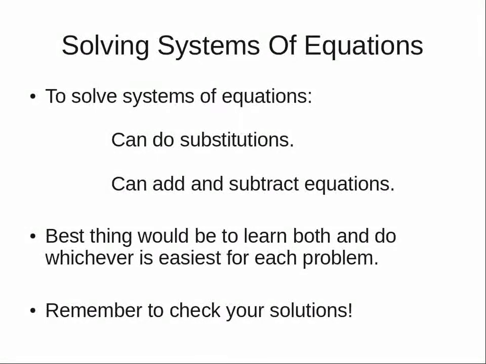Another method is to add or subtract equations. You'll notice on the last slide, the very first system, the first equation had a plus y, and then the second one had a minus y. Can you see how if you added the left sides of those equations together and the right sides together, you would get a new equation where the y's canceled out? And then you can solve for x. That's a really clean way sometimes to solve a system of equations.